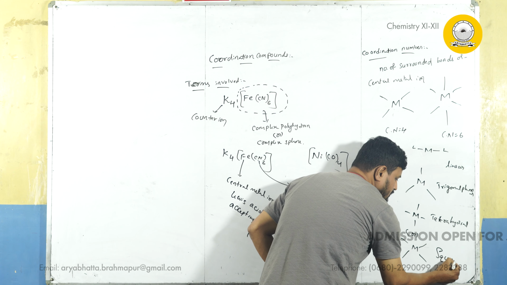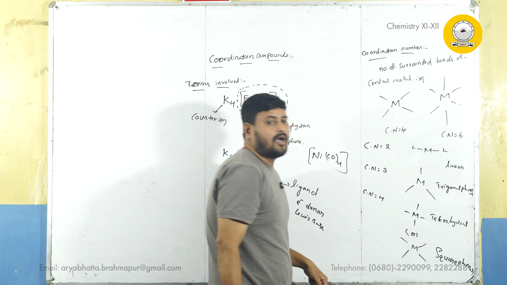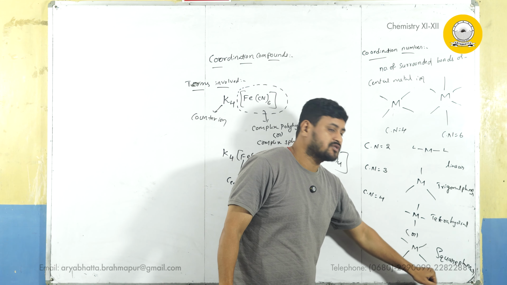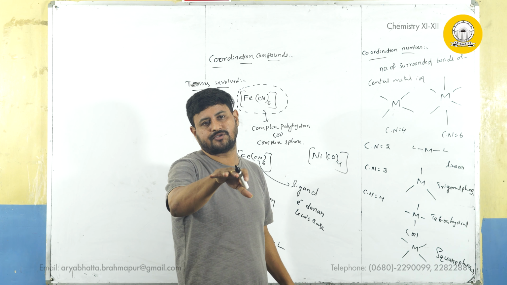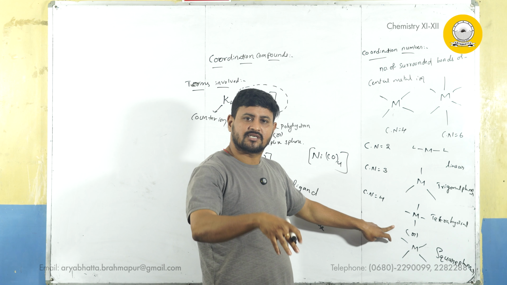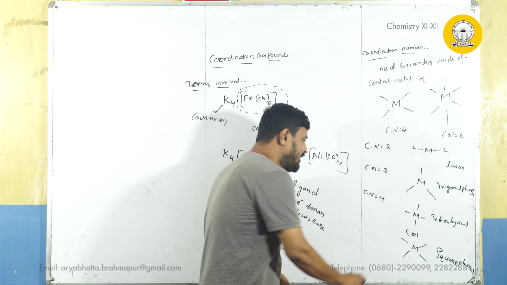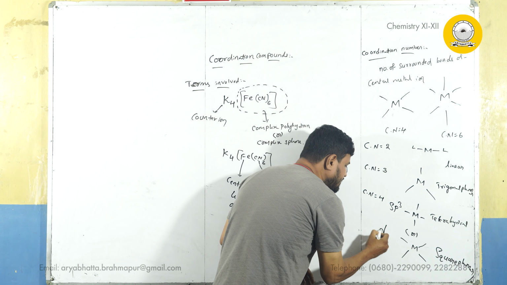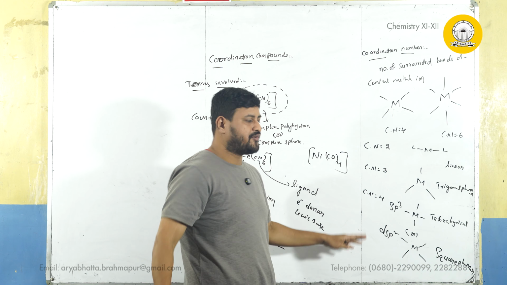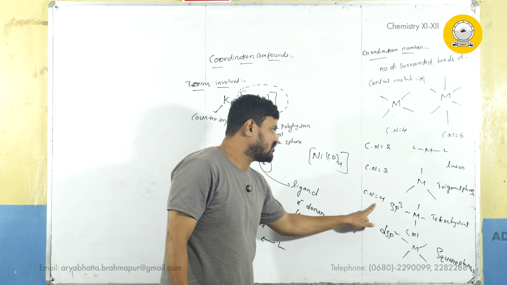How can we decide between tetrahedral and square planar? The possibility of tetrahedral or square planar depends on hybridization. That is another concept we will discuss later. First of all, coordination number 4, tetrahedral: for tetrahedral, hybridization is sp3. For square planar, hybridization is dsp2. Different hybridization gives different geometry in the case of coordination number 4.